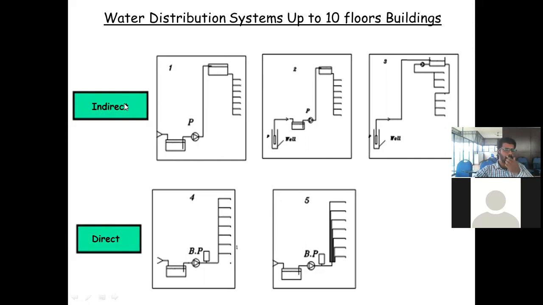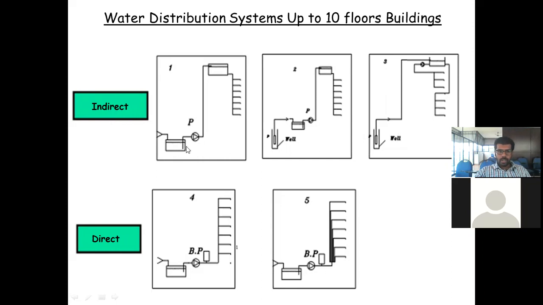In water supply, there are 2 ways to give water. One is the indirect method and one is the direct method. Listen carefully, then only you will understand. I will explain this in more detail in the coming slides, but for the time being, just listen to me. First, I am dealing with indirect pumping.